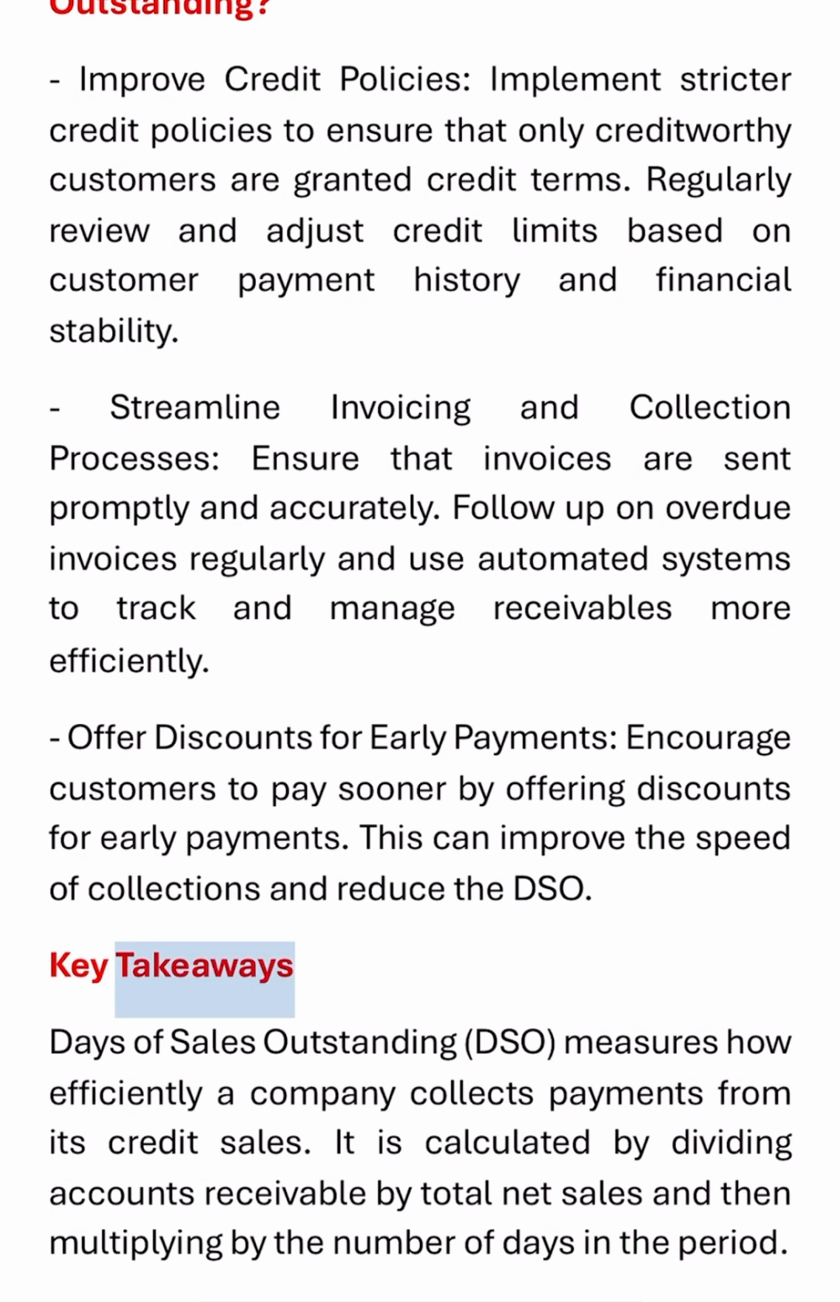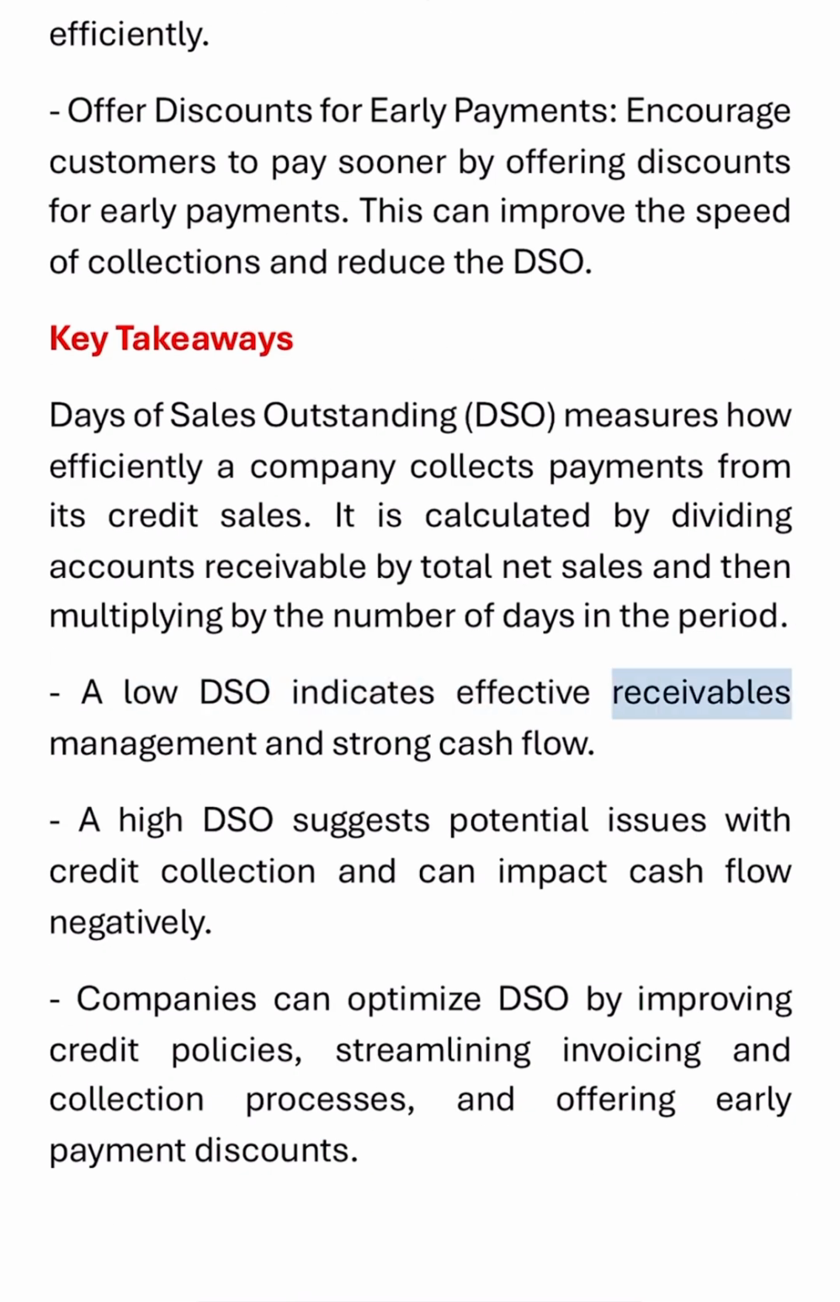Key takeaways. Days of Sales Outstanding, DSO, measures how efficiently a company collects payments from its credit sales. It is calculated by dividing accounts receivable by total net sales and then multiplying by the number of days in the period. A low DSO indicates effective receivables management and strong cash flow. A high DSO suggests potential issues with credit collection and can impact cash flow negatively. Companies can optimize DSO by improving credit policies, streamlining invoicing and collection processes, and offering early payment discounts.